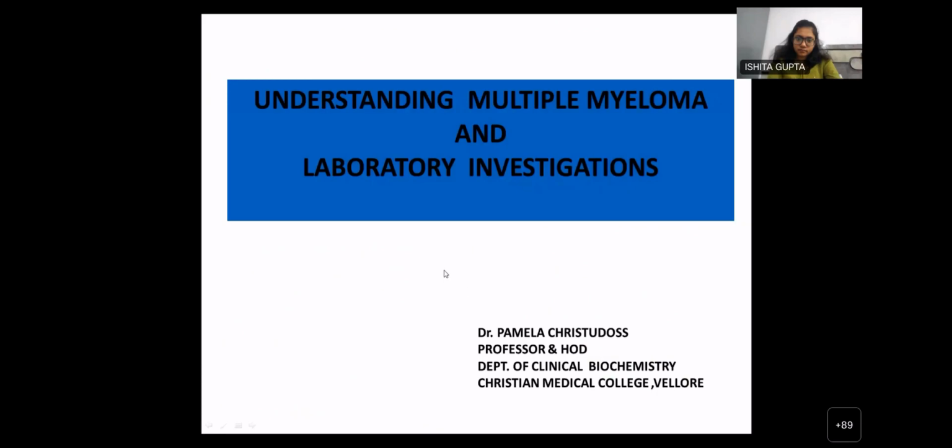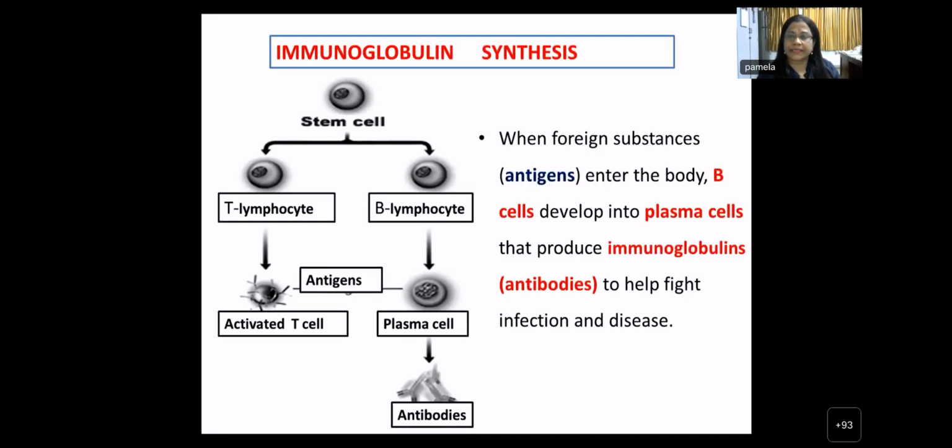Yeah, so we will start with understanding multiple myeloma and laboratory investigations. Basically, to understand what multiple myeloma is, we need to know what an immunoglobulin is. When foreign substances like antigens enter the body, the B cells develop into plasma cells that produce immunoglobulins, in other words antibodies, to help fight infection and diseases.